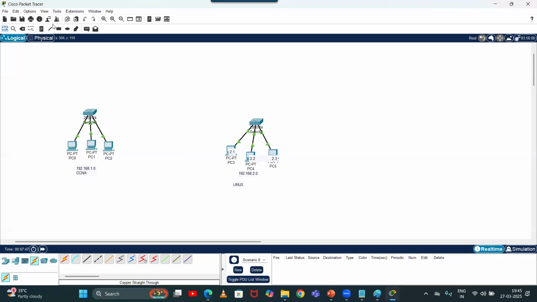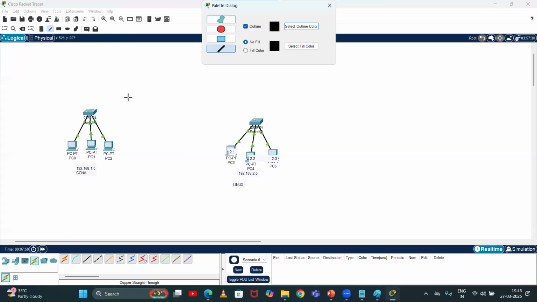So for a physical connection between these devices, if I take a cable, assume a cross cable, what the cable is we'll see next. If I take a cable and give the connection from here to here, physically they are connected. Using the cable, I give the physical connection from the first switch to the second switch. But the problem is, in my CCNA department, I'm using the 192.168.1.0 network, whereas in Linux, I'm using the 192.168.2.0 network. Networks are different, right? So what IP address do we assign to our switches?